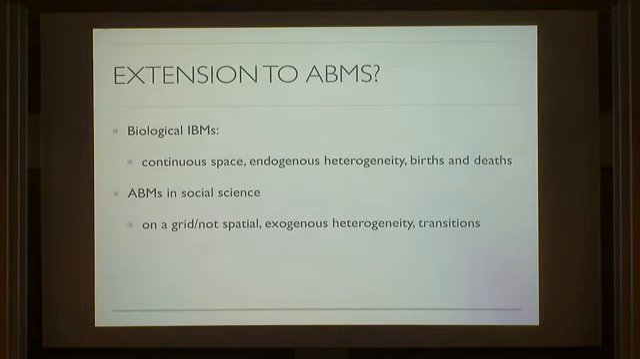I'm no expert, but from what I gather from talking to people in the social sciences, agent-based models tend to be somewhat different, because individuals tend to live on a grid. They don't tend to move around very much. There might also be individuals who somehow see everything and don't have spatial locations at all. The exogenous heterogeneity, the environment, is obviously very important for practical applications. And mostly you're interested in how these agents change their state or make their decisions based upon the local environment. So it's not that abundance is changing, but rather that they're changing in state.